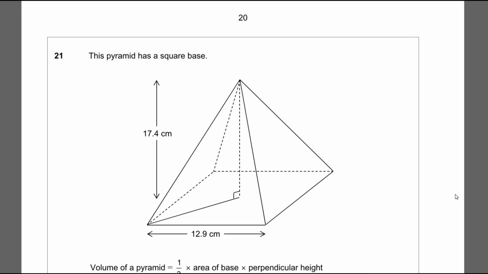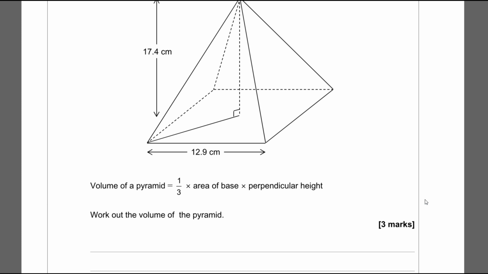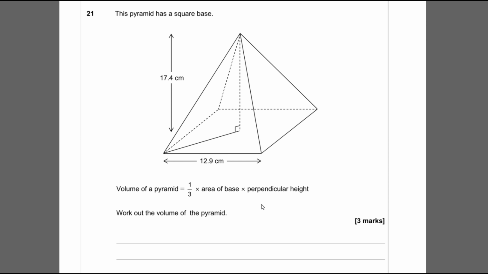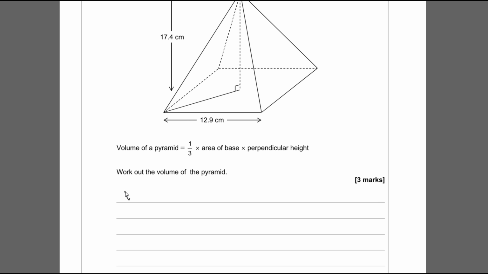21. This pyramid has a square base. So this is a pyramid, and the volume of the pyramid is a third times area of the base times perpendicular height. Work out the volume of the pyramid. I think it's quite a straightforward equation. So the volume is a third of the area of the base, because it's a square, so it must be 12.9 squared. And then times the perpendicular height, which is 17.4.